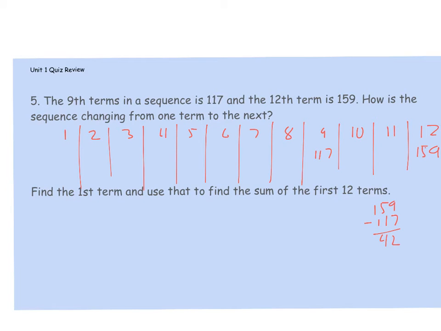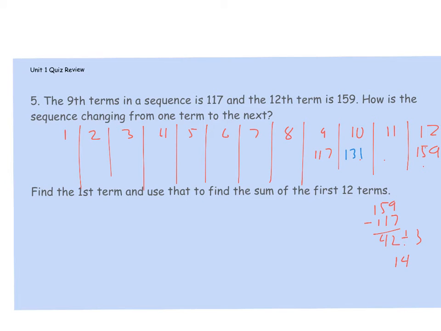Well, I'm going to have to add 1, 2, 3 numbers to get to 159. So I'm going to take 42 and divide it by 3. And 42 divided by 3 is 14. So just add 14. 117 plus 14 on your calculator is 131, just to make sure this works.